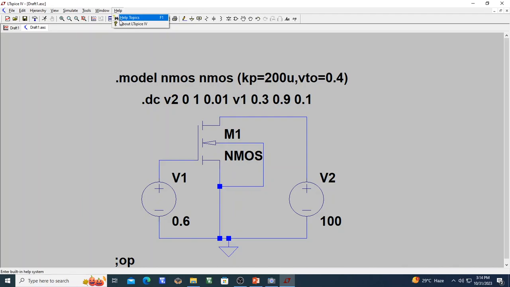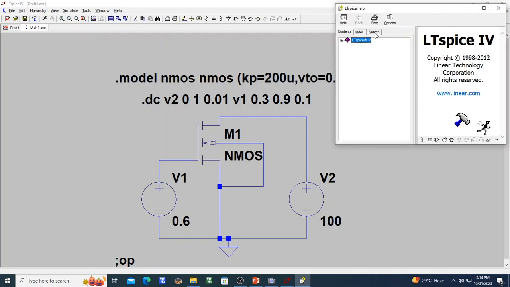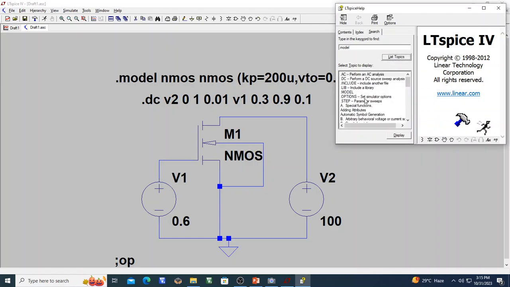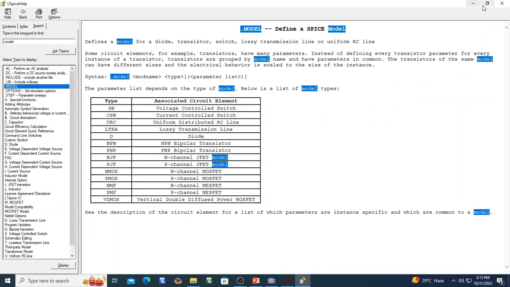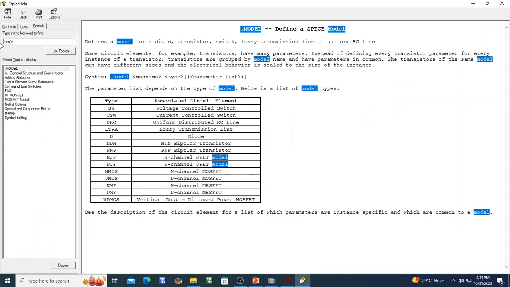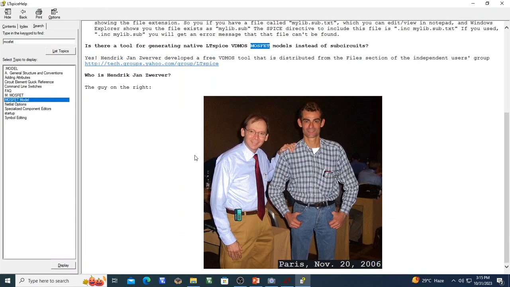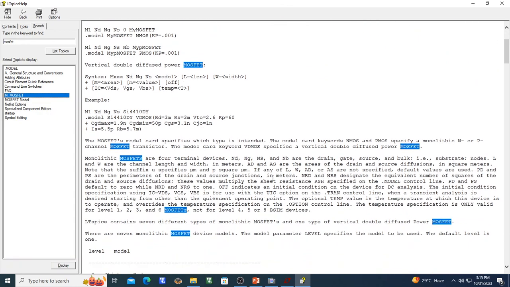Go to this help, this is here, and you can search for MOSFET model dot model. You just say it as dot model. You can see there are so many things, and here you can see this is dot model. Let me just show you MOSFET. You can see this is MOSFET model. Okay, here, see this.